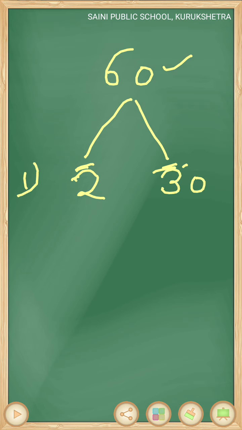So the first step was to write two numbers which give 60 as a product. One should be prime and the second number should be composite. So 2 into 30 is equal to 60. Now the second step is to tick or circle the number which is prime. So 2 is a prime number because it is divisible by 1 and 2 only. So I have circled it. Now 30 is a composite number because it comes in the table of 2, 3, 5, 6, etc.